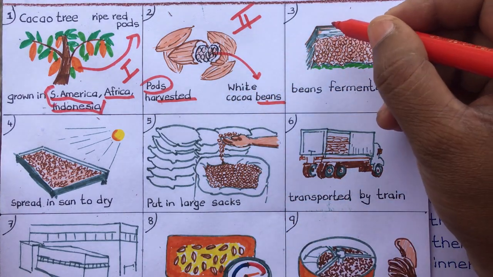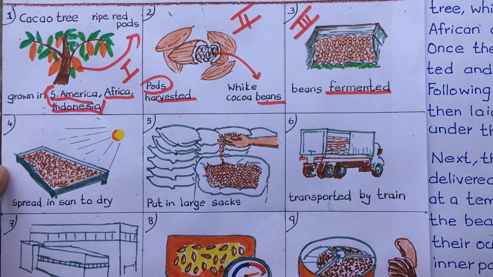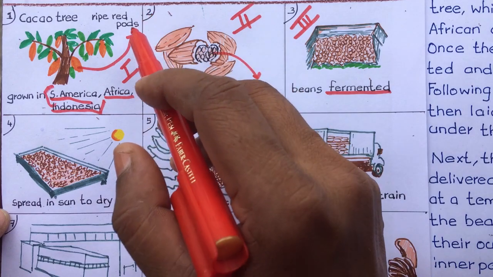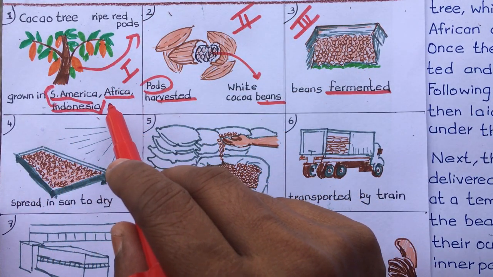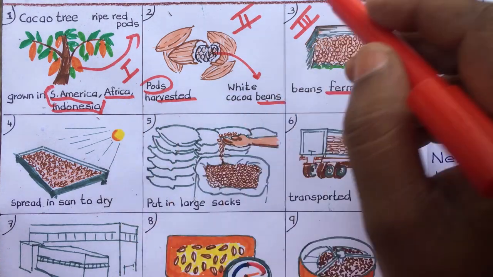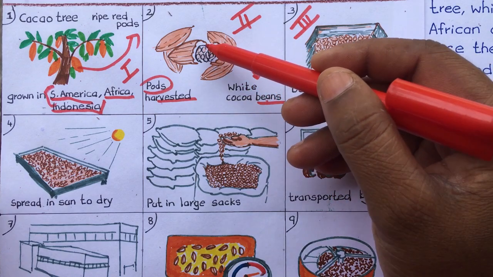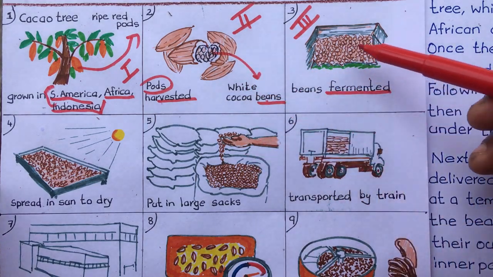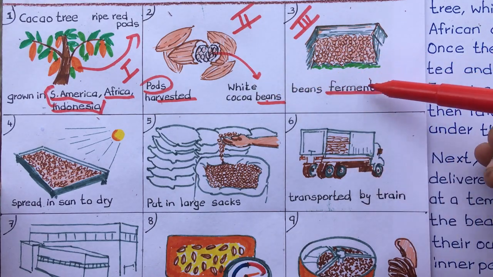And what about your third diagram? It is about the beans being fermented. The ripe red pods are shown here, where they are grown, and the place names are given. In the second process diagram, the pods are harvested and the white beans are taken out. In the third one, these white beans are fermented.